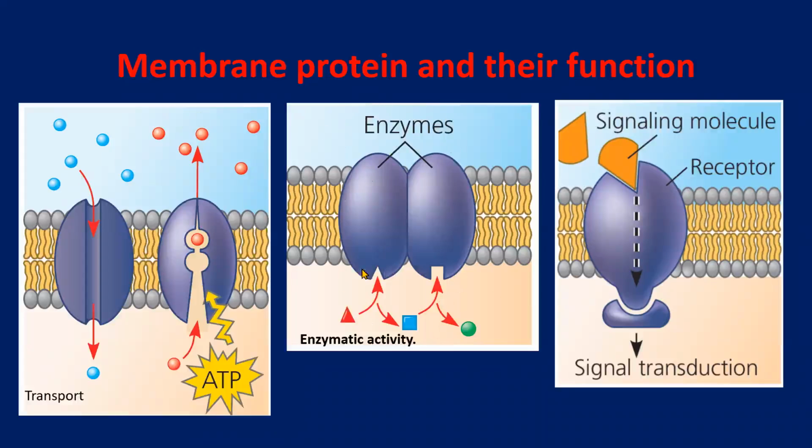Then the second is enzymatic activity. This membrane protein at times can perform enzymatic activity. And specifically over here, what you see is a classic model for enzymatic activity, like a lock and key. Basically, a particular ligand binds, and this ligand could be anything inside the cell. It could be a protein, some micronutrients, or other biomolecules.